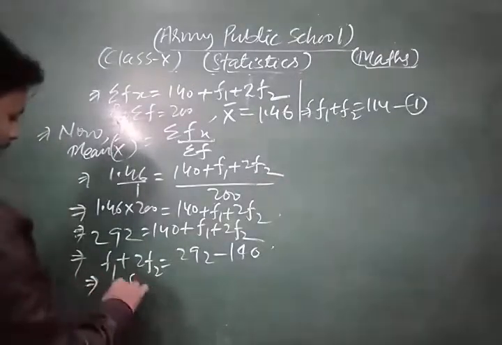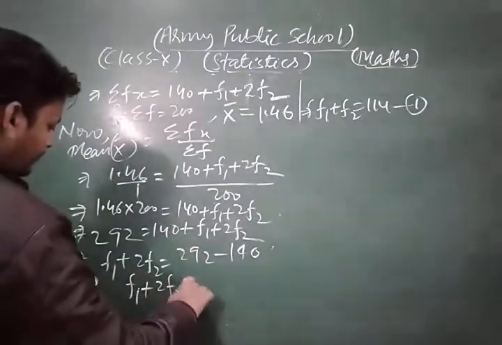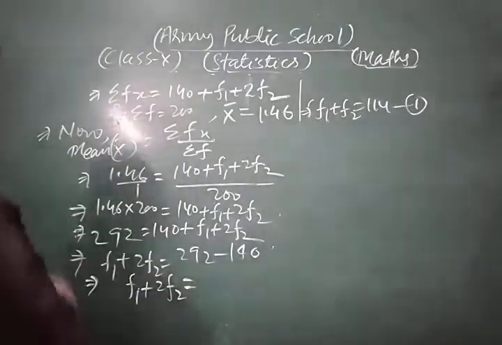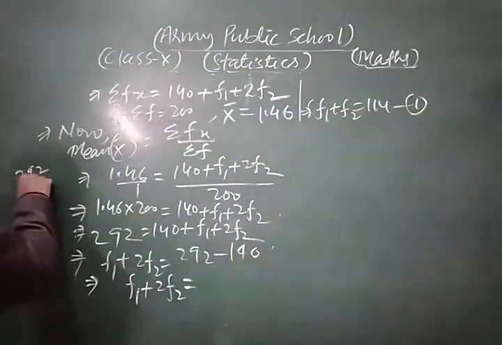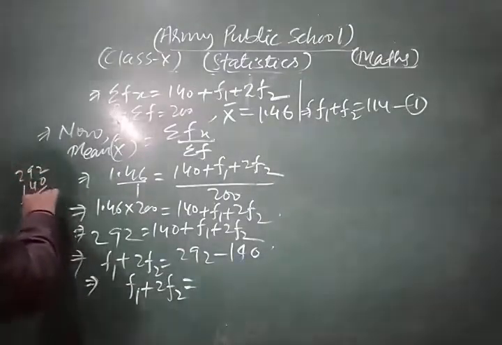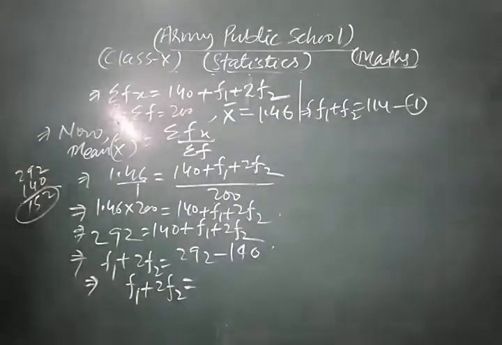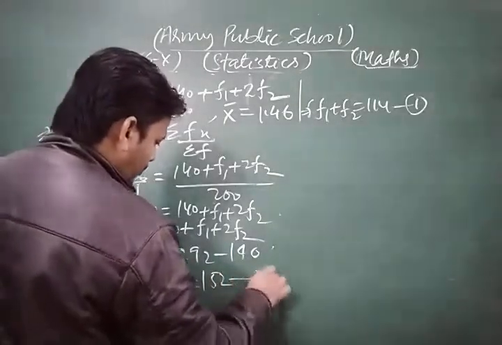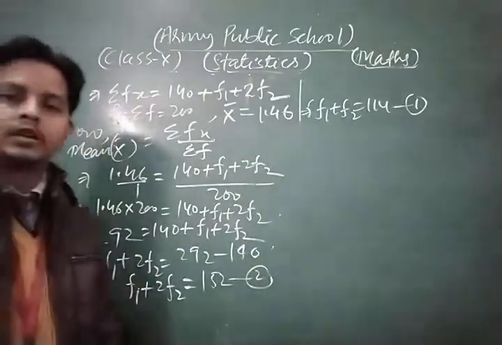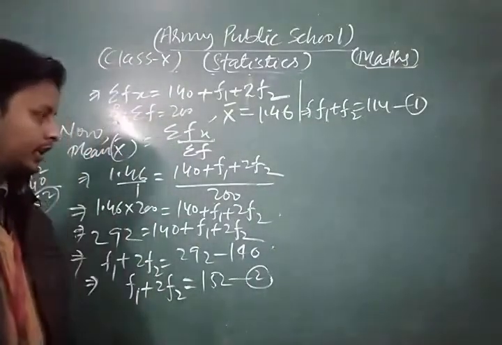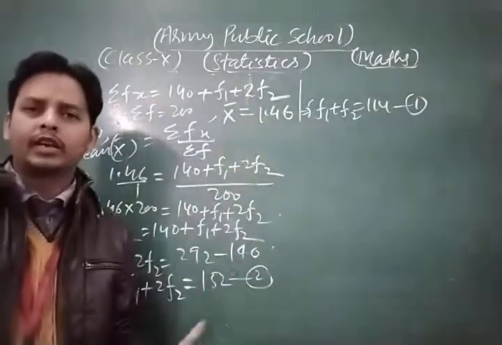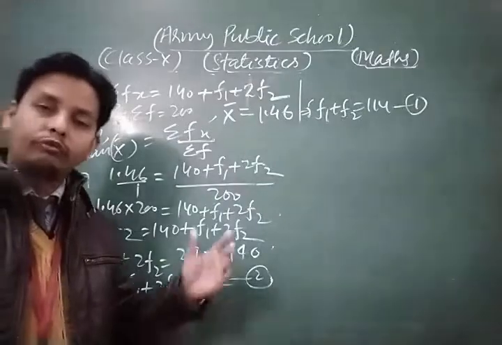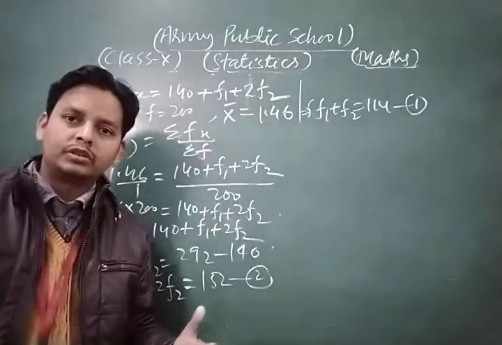So 292 minus 140 is 152. Take this as equation number 2. In this way, after simplifying the question, we find two equations, equation 1 and equation 2. Now finally, we solve equation 1 and 2.